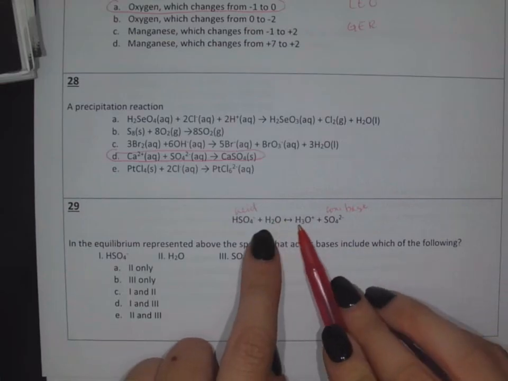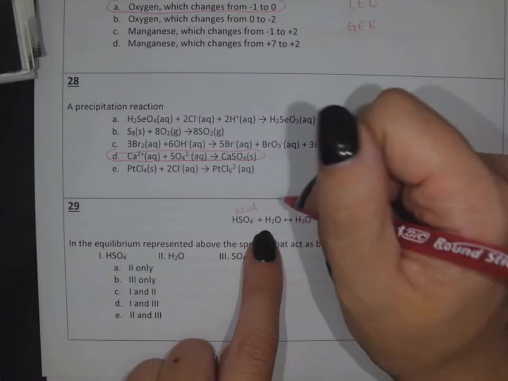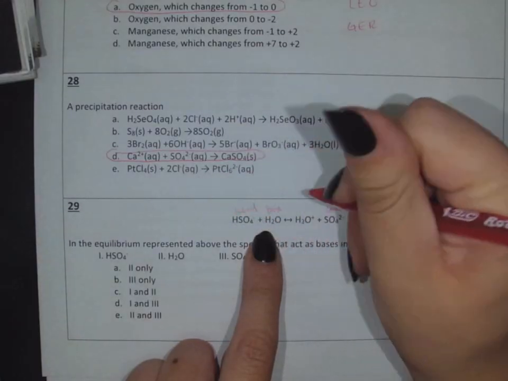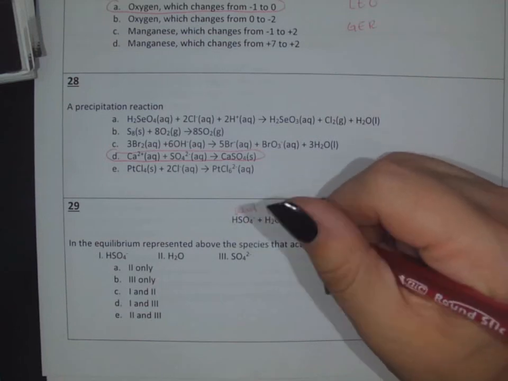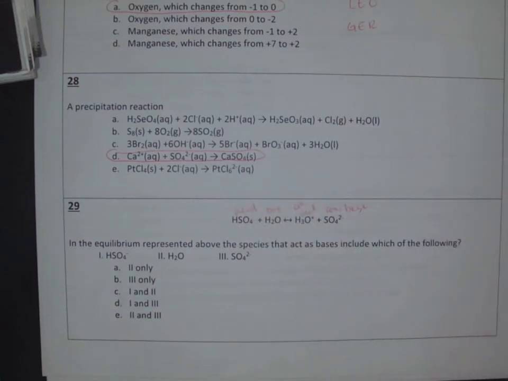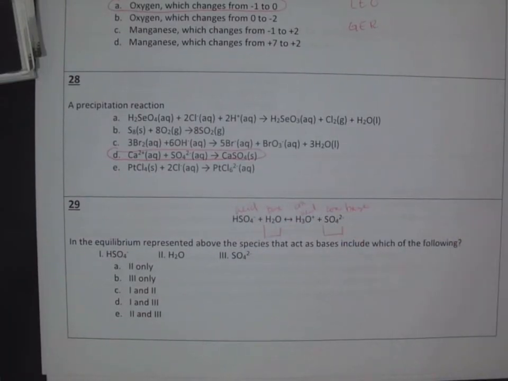Here, the H2O becomes an H3O plus. So this water is going to gain a hydrogen. That makes it a base. And then once it gains that hydrogen, that makes it the conjugate, and it's an acid. So which species are acting as bases? This guy is, and this guy is. So that would mean 2 and 3.